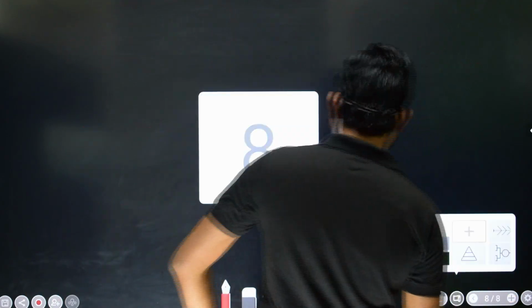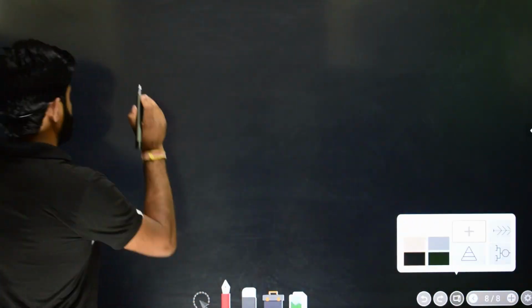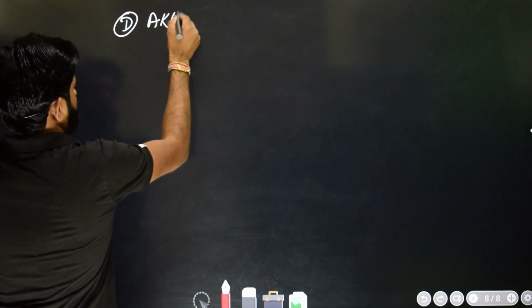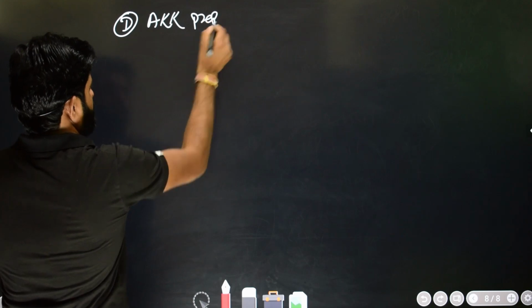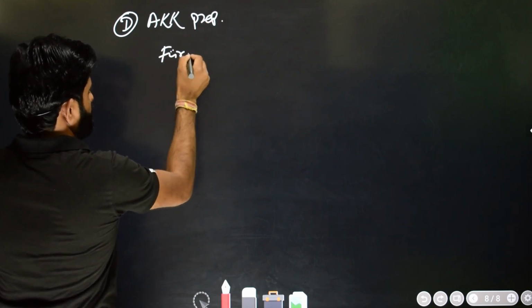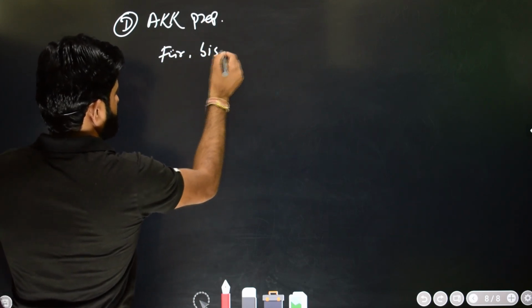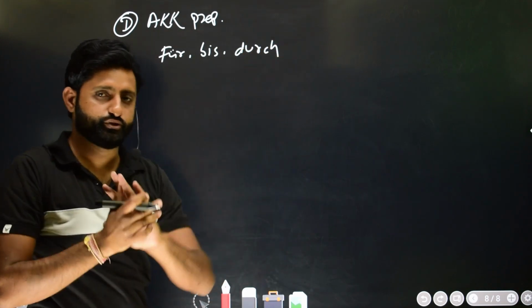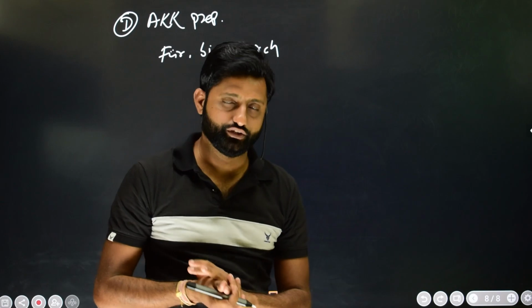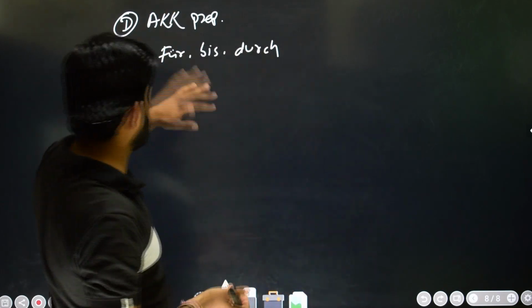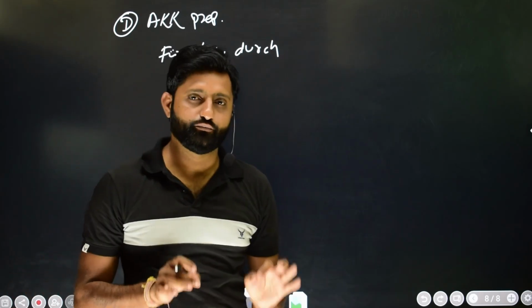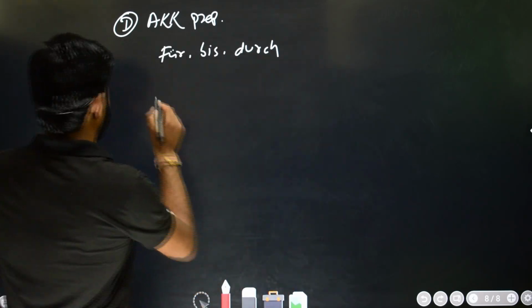Next one, how to identify the accusative sentence: preposition. Accusative prepositions like für, bis, durch. There are other accusative prepositions as well. We will cover them in the accusative preposition part. So whenever we have an accusative preposition, that part of the sentence will be accusative. Example, für means for.